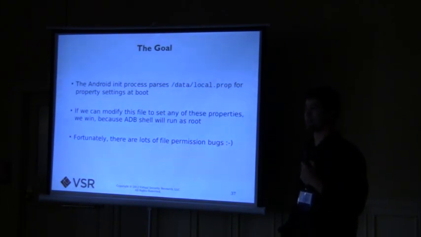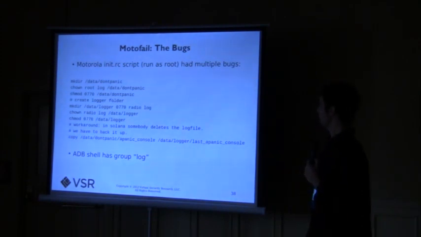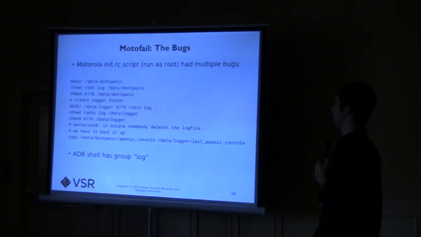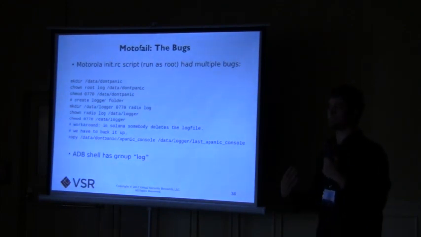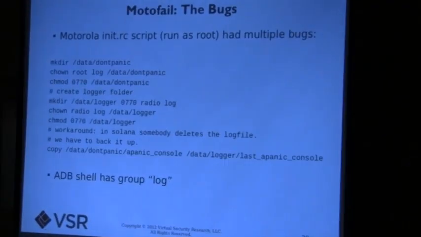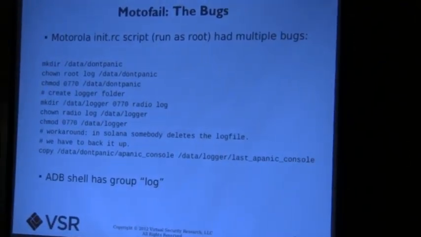Fortunately, there are a lot of file permission bugs on Android that will allow us to do this. In particular, the bugs that I used for this exploit are in the init.rc script, which is just an initialization script that's parsed by the init process. So this script had multiple bugs. So first, they create this don't panic directory, which is accessible by the log user, which our ADB shell has access to. They create this logger directory.